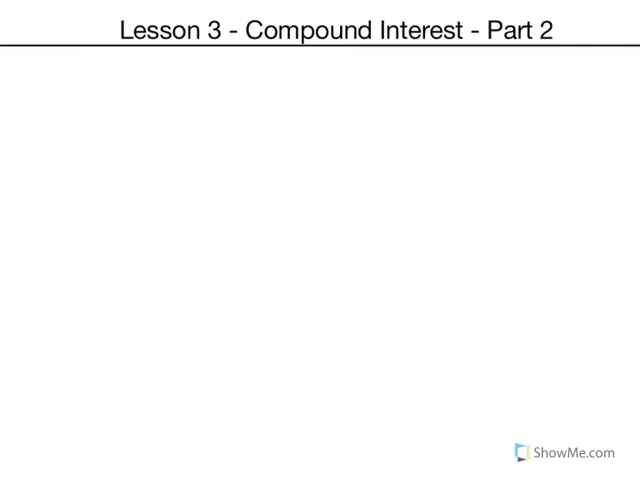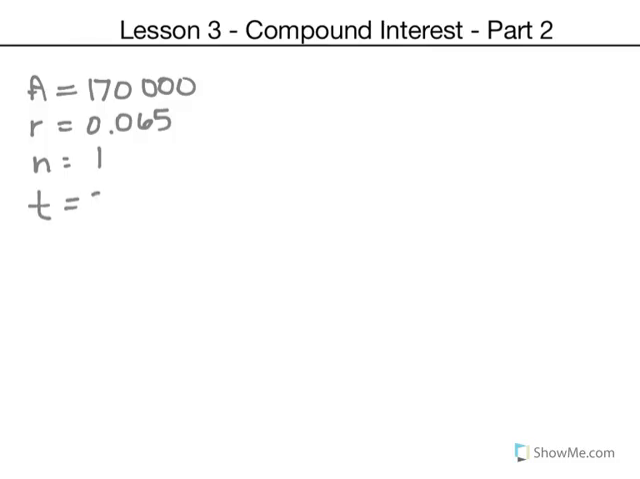Alright, Ginny is 18 years old, and she wants to invest money so that she can buy a home when she's 30 and married to Harry. She estimates that she will need $170,000. So that's our future value. How much would she have to invest now at 6.5% compounded annually? So her rate is 0.065. The compounding annually means that n is 1. Term: she's 18 now, she's going to be 30, which is 12 years, and we're looking for P.